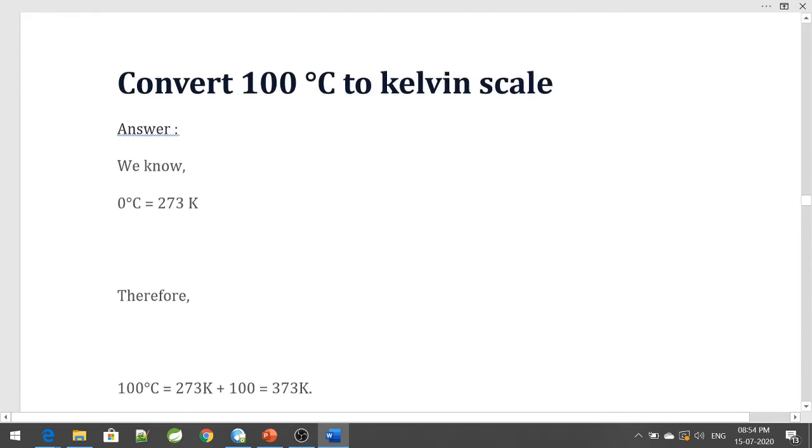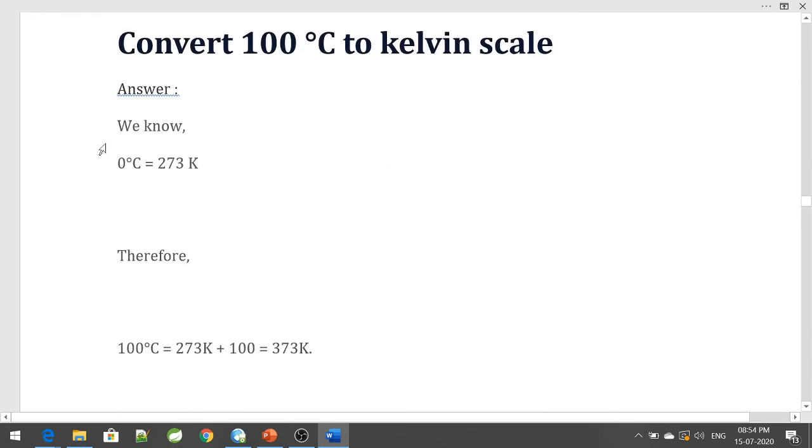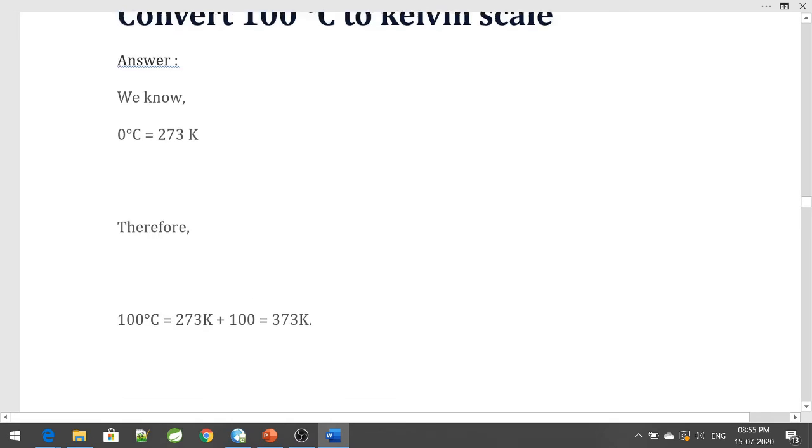How to change centigrade into Kelvin? We know 0 degree centigrade is equal to 273 K. So for 100 centigrade, you just have to add 273. That becomes 373 Kelvin. Okay.